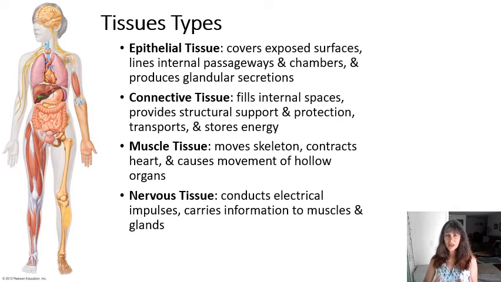It also provides movement for the heart as the heart contracts and moves other hollow organs. Nervous tissue is that type of tissue that is specialized to conduct electrical impulses to carry information to muscles and glands.